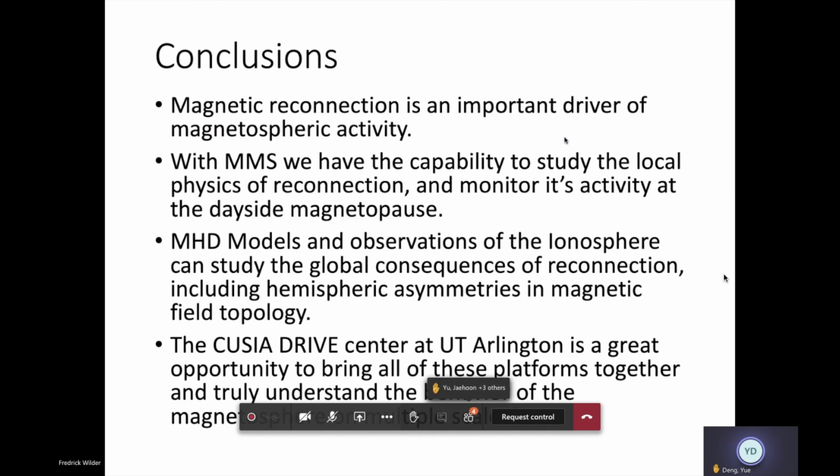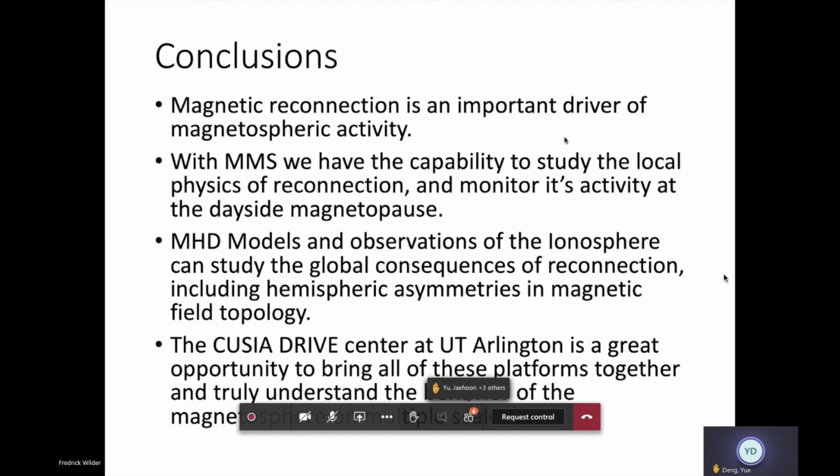can the result from the MMS mission help the simulation of the reconnection or not? How does the observation result help the simulation of the reconnection? Do you have any idea?